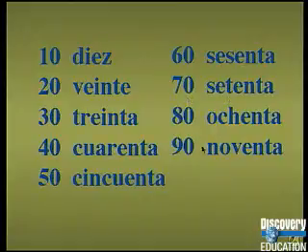80 y 90. And now if you want to talk about 20 and 1, all you do is say 20 y 1 or 20 y 2. And it's the same all the way through, 30 y 1. Okay? So after 90, what do we have?